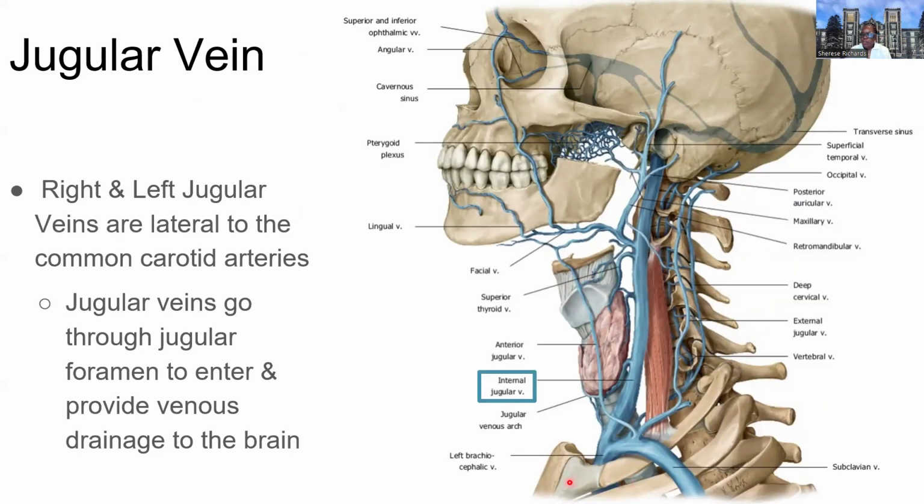Next, we have the jugular vein. And the jugular vein, we have, again, right and left. These are going to be found running in a trio within the carotid sheath.